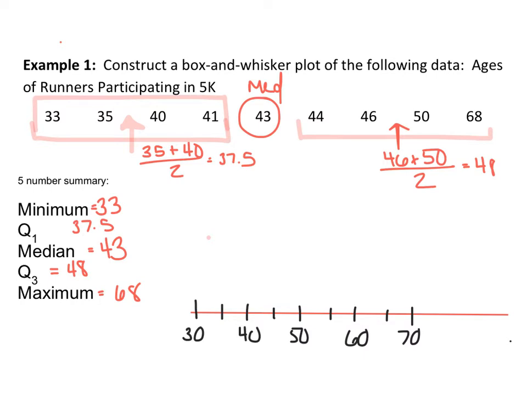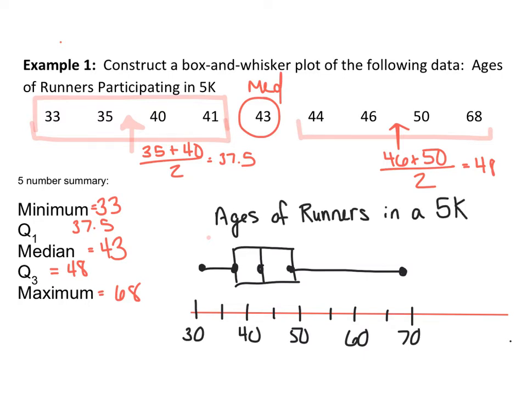These 5 values I plot are going to kind of hover. So 33, I'm going to put right here. It's 37 and a half, it's about here. 43, 48, and 68. The outer 2 create the whiskers, and these inner 3 put little vertical segments through it to create your box. It's always a good idea to have a title so anybody looking at your plot knows what this is about.